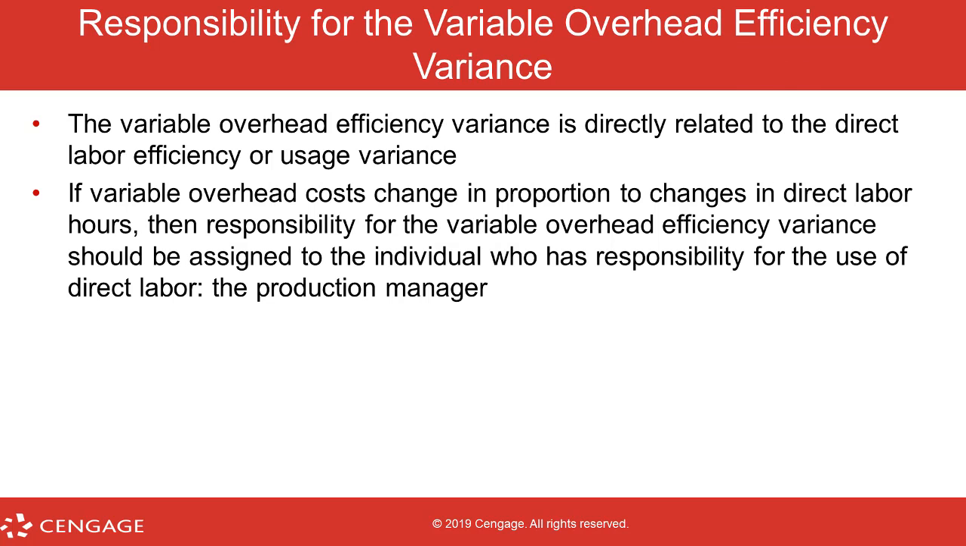When looking at variable overhead in terms of labor, as we said before, if we use more labor than expected, that's inefficient. If we use less than expected, that's efficient. And we should see the costs changing in proportion to the changes in direct labor hours. If we're producing more product, we're buying more raw materials, and it should be taking us longer to produce them.